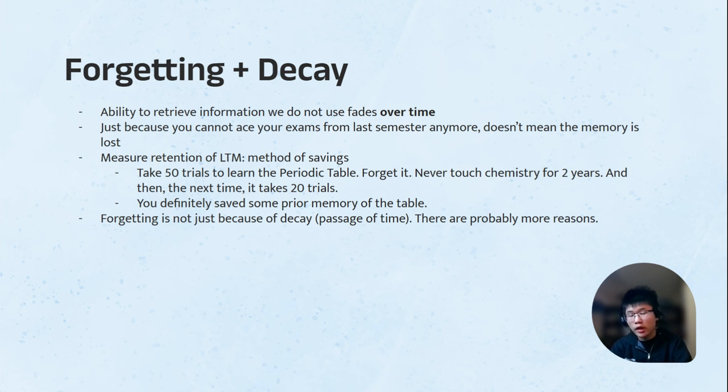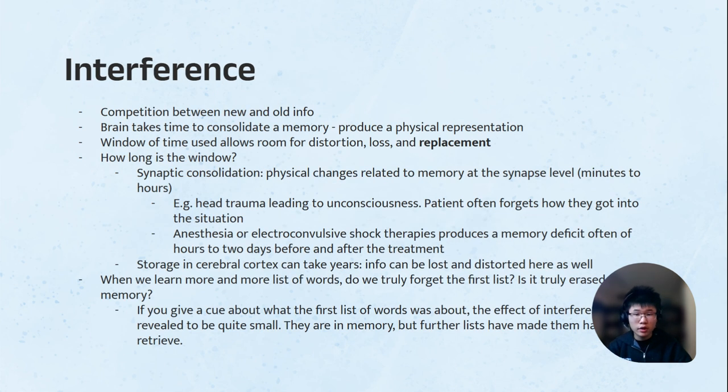In an ideal world, I then ask you to forget about it, never touch chemistry again for 2 years. The next time you learn it, when you're in grade 12, or 2 years after today, let's say, it might take you fewer trials with the same cognitive function. Right? You definitely saved some prior memory of the table because your brain is not suddenly becoming more effective. And this is the method of savings, to demonstrate that the memory is definitely still there. It's just harder to retrieve. Forgetting is not just because of decay, though. There are probably more reasons. Now, interference is the competition between new and old information.